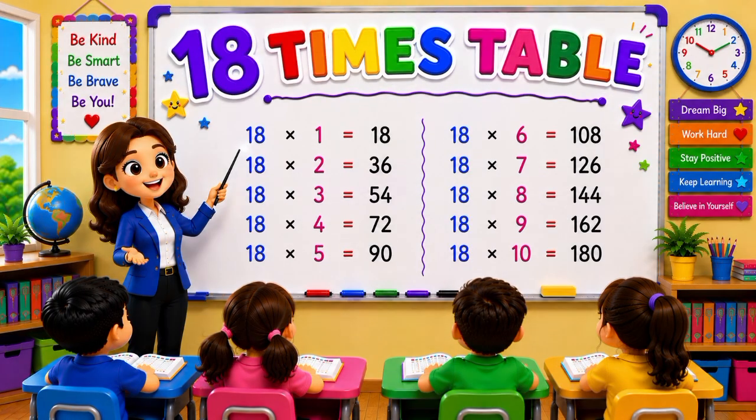18 times table. 18 ones are 18. 18 twos are 36. 18 threes are 54. 18 fours are 72. 18 fives are 90. 18 sixes are 108. 18 sevens are 126. 18 eights are 144. 18 nines are 162. 18 tens are 180.